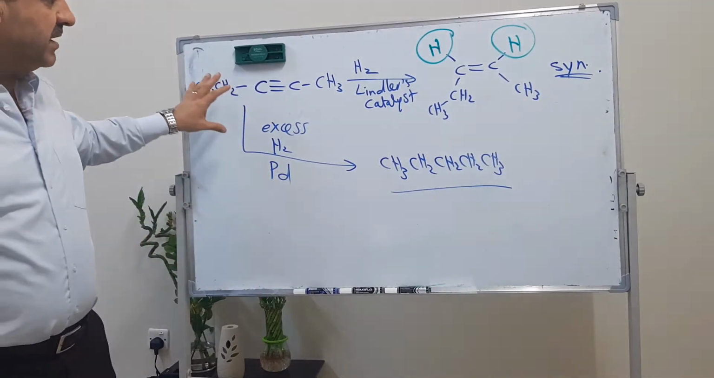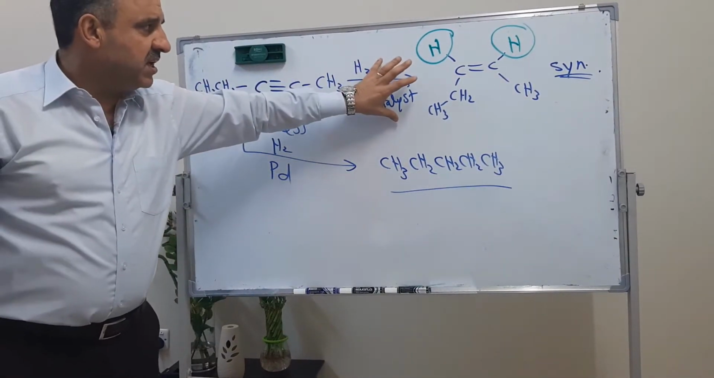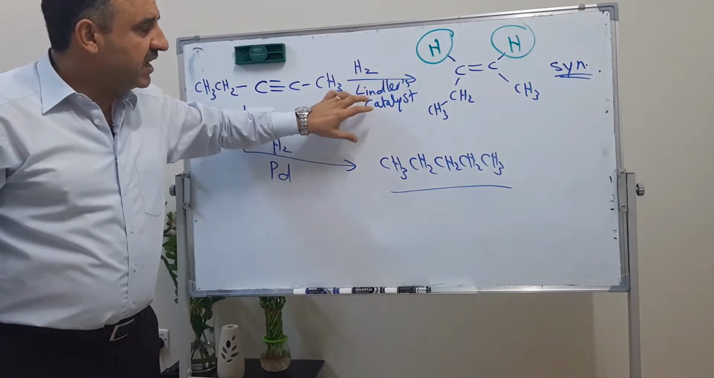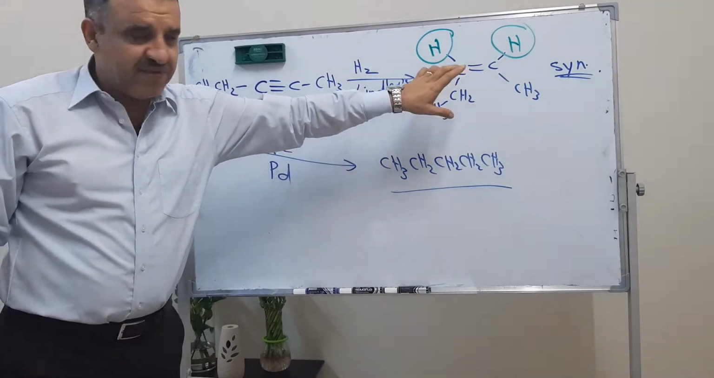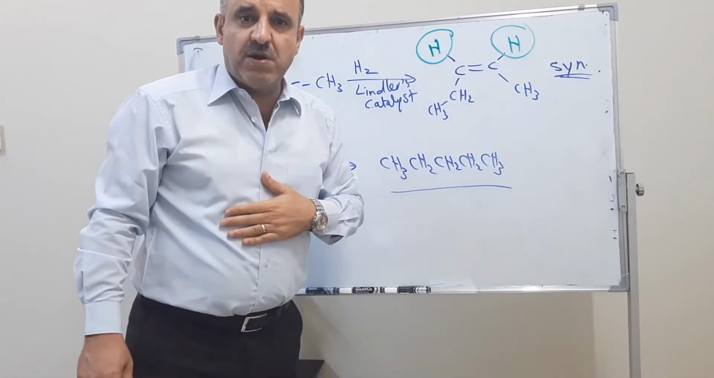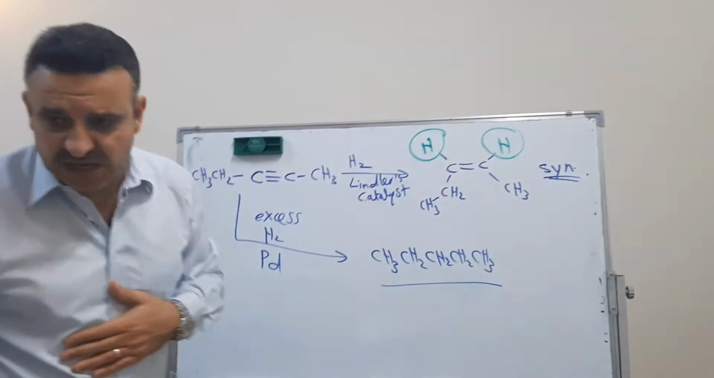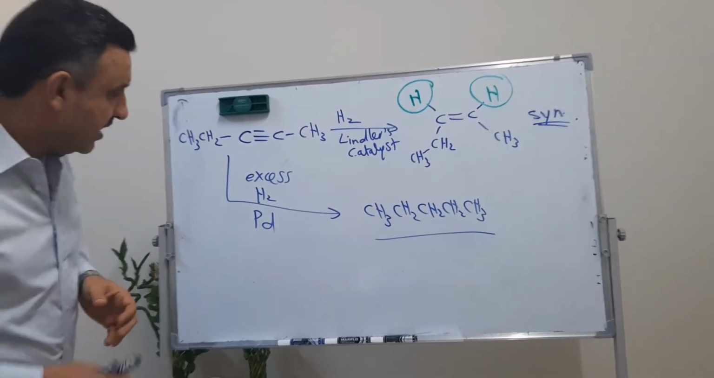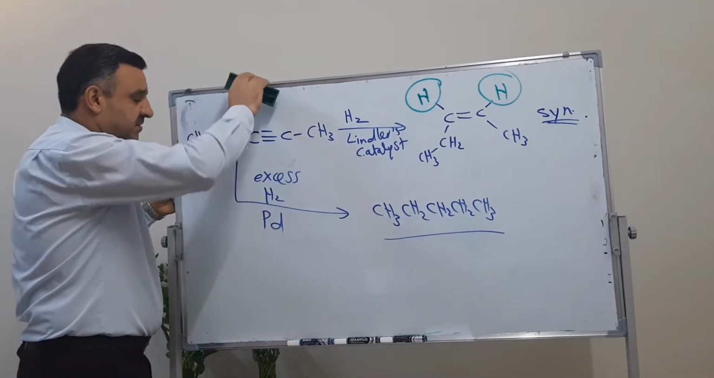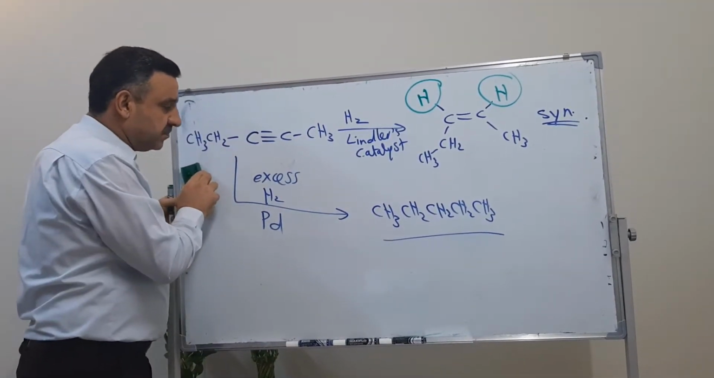That's it. But the beauty of the first reaction and the use of the Lindlar's catalyst is that we can stop the reaction at the alkene level, and the alkene which we are going to prepare will be a cis alkene in this case. You follow me? That's actually the reaction we discussed in the previous lecture.